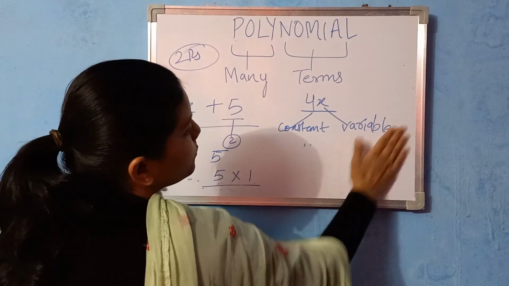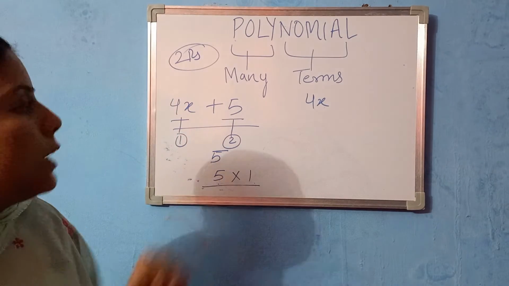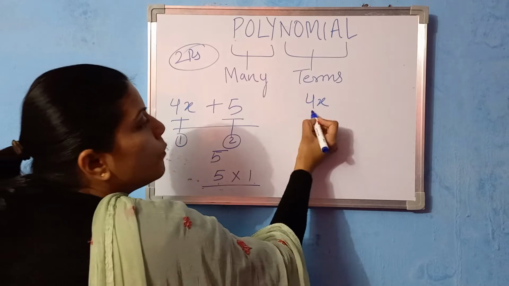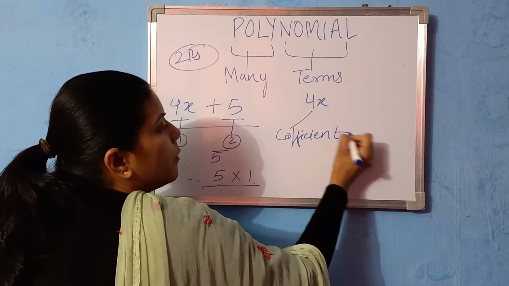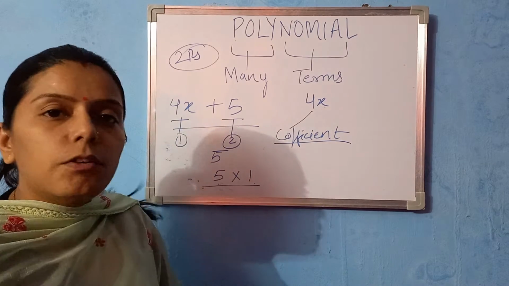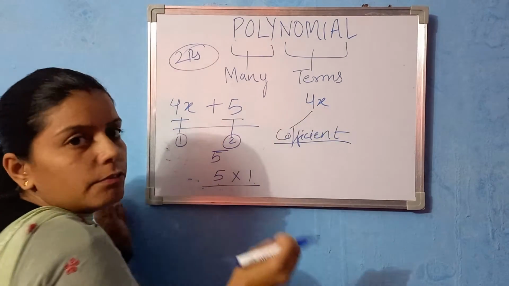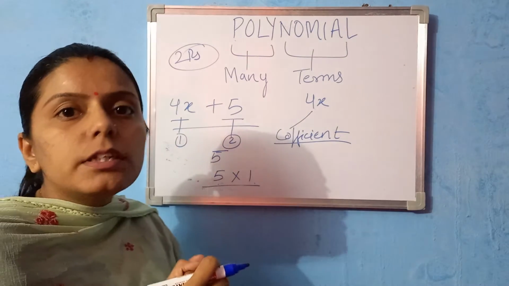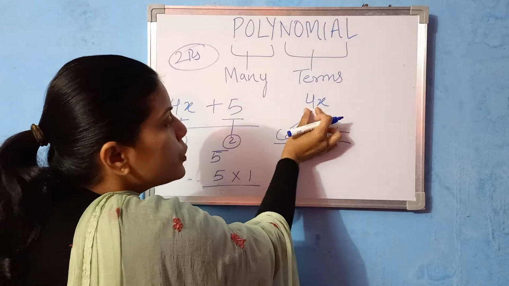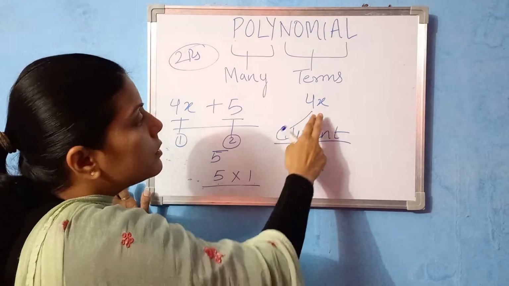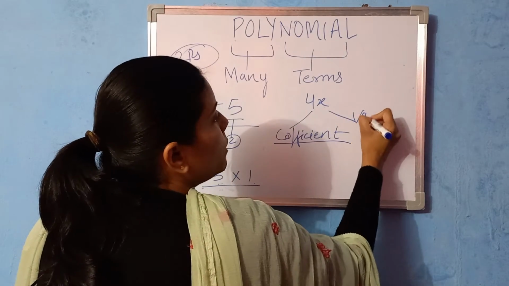Here in 4x, see, 4 is the coefficient. 4 is the coefficient. What is a coefficient? When a constant is in a term with the variable, it is called the coefficient. The coefficient is the numerical factor of this term. Okay, and this is the variable.